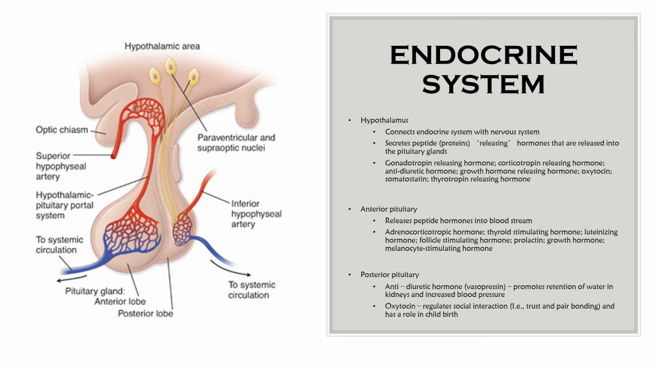These hypothalamic hormones travel through the posterior pituitary and then are released into systemic circulation. None of the hypothalamic hormones are directly released into the bloodstream. They have to travel to the pituitaries first.